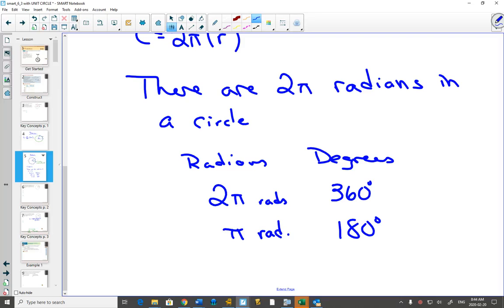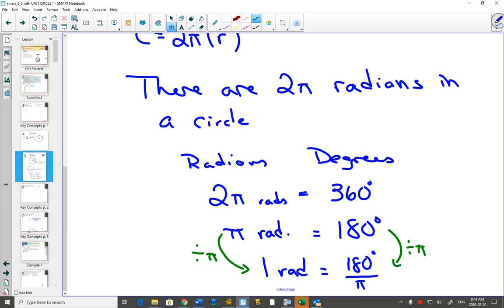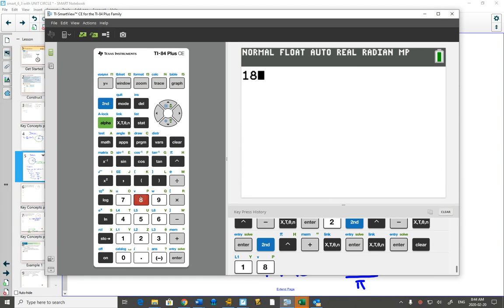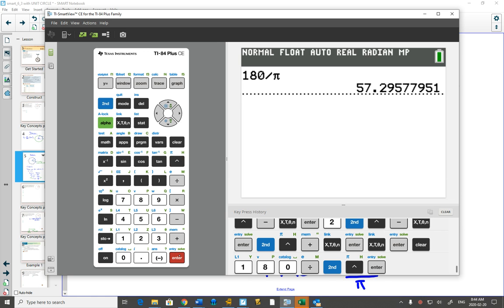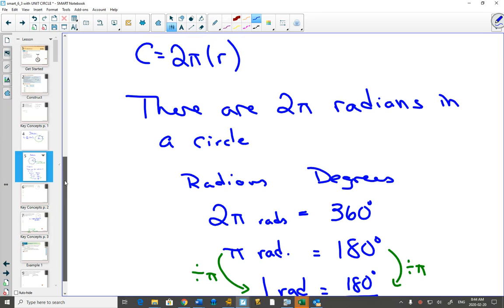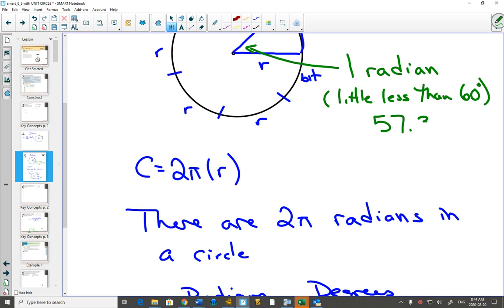Now, if I wanted to find out what 1 radian was, how could I go from here to here? Divide by pi. And if I did the same thing on this side, I would get that 1 radian is exactly equal to 180 degrees divided by pi. So we had said it was a little bit less than 60. Now we can go to our calculator. 57.3. So when we squished that triangle down, it actually changed that angle to be 57.3 degrees.